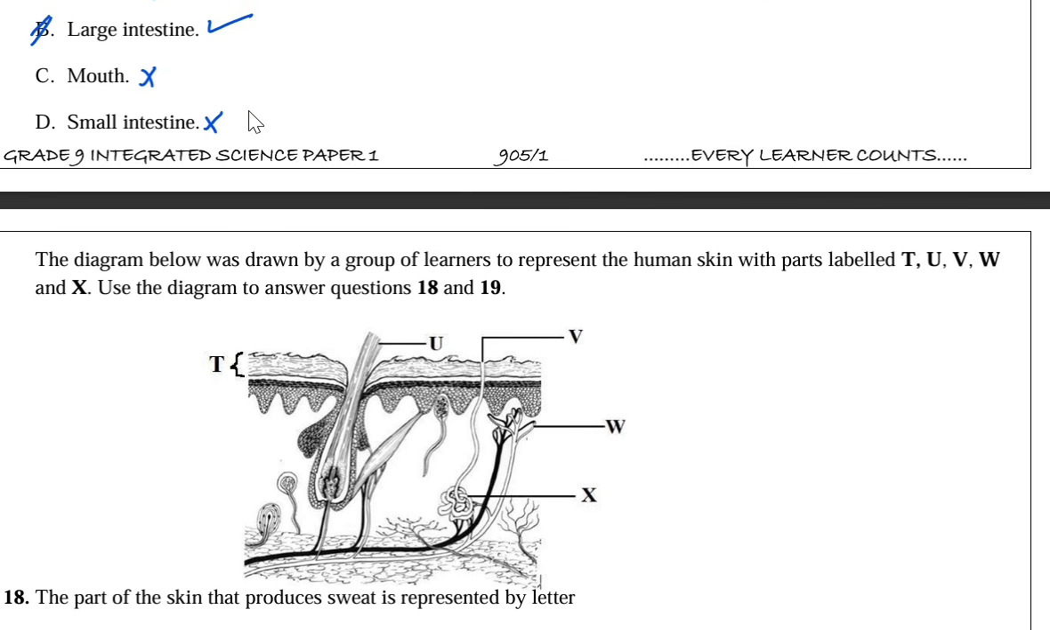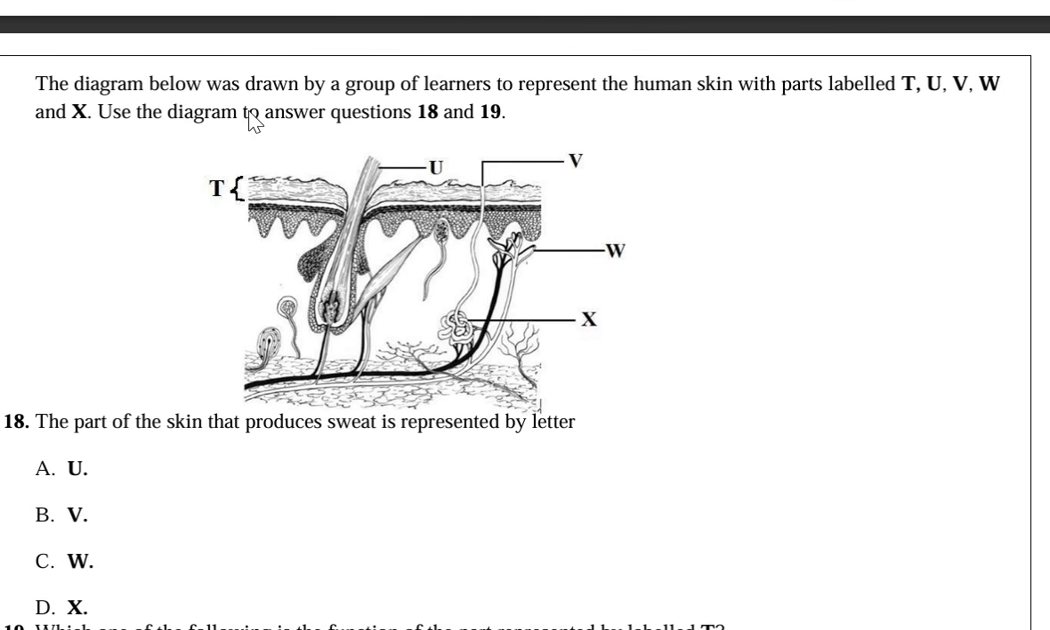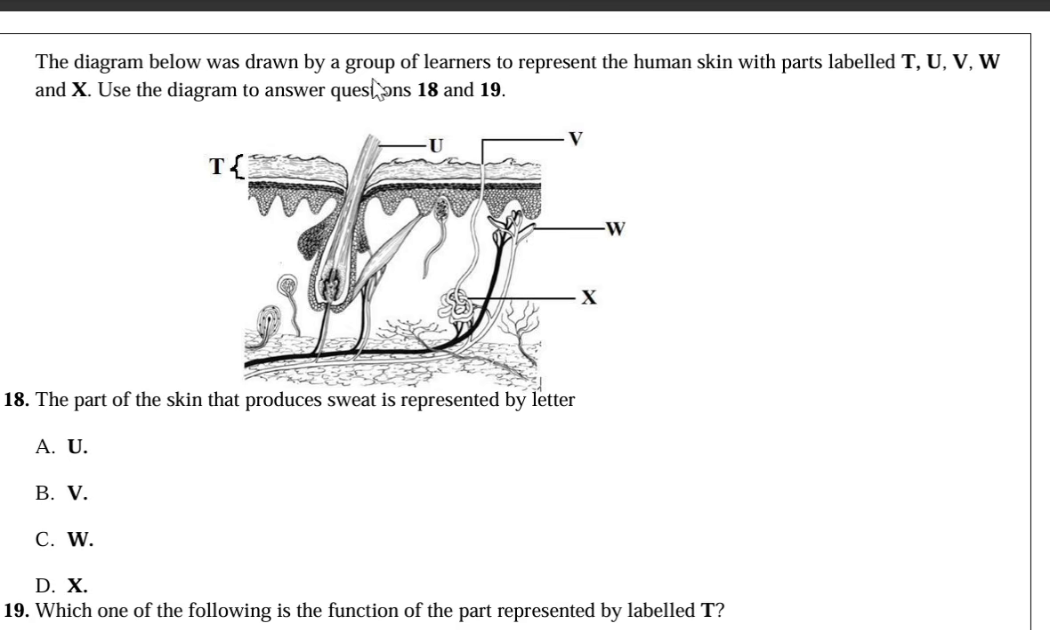We continue with the next question. The diagram below was drawn by a group of learners to represent the human skin with parts labeled T, U, V, W, and X. This is the diagram to answer questions 18 and 19. So 18, the part of the skin that produces sweat, represented by the letter. So here we have some letters T, U, V, W, X. So this is the sweat glands, and therefore this is the one that produces sweat, and therefore the part is labeled as X. For question number 19, the correct answer is D.